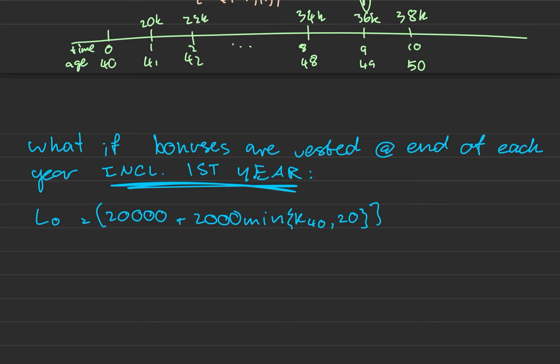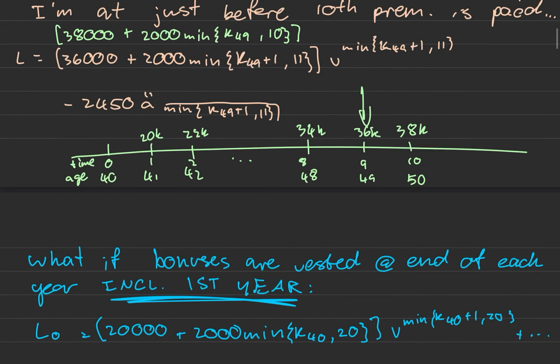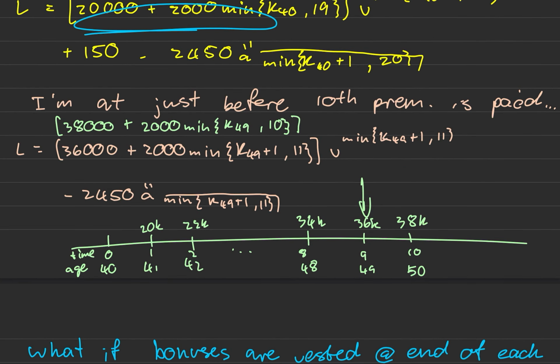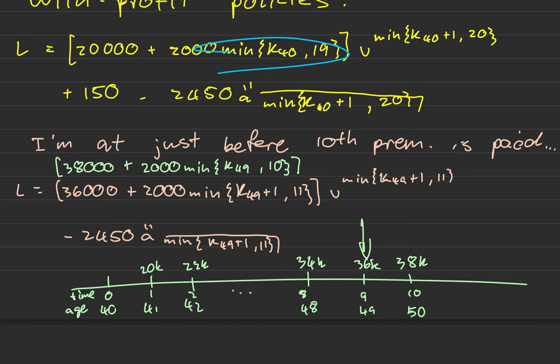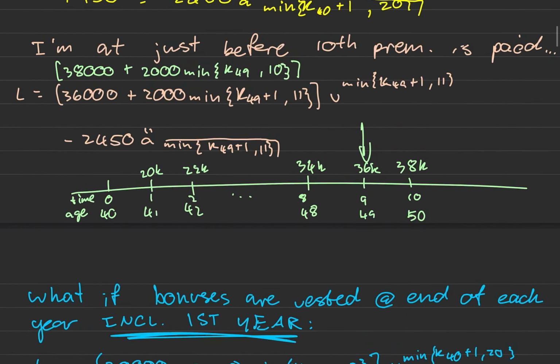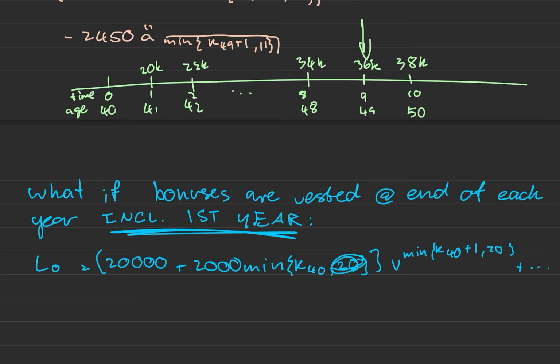So this multiplied by v to the power of the minimum of K40 plus 1 and 20, and then the rest of the contract. But here's the important difference. I'm only going to deal with this part of the future loss random variable. This 20,000 stays the same as it did over here. 2,000 times the minimum of K40 and 19. The difference has been that 19 turned into 20.